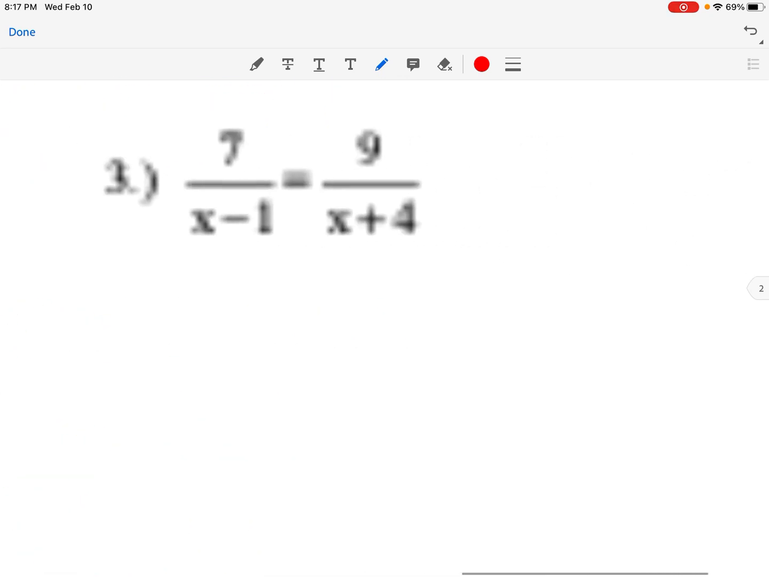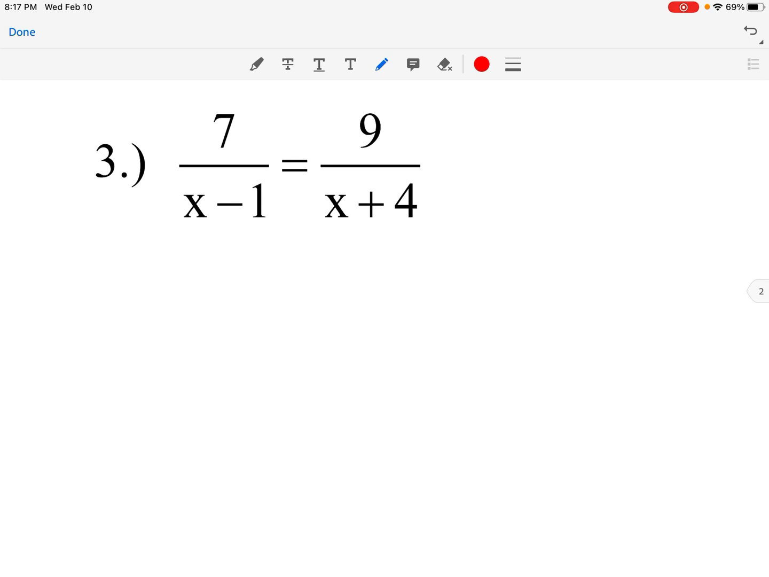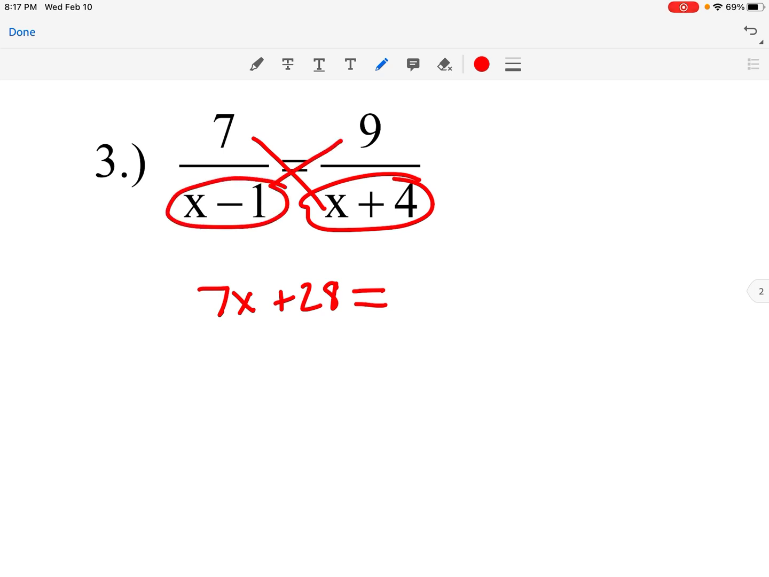So here's the next one. Go ahead and pause and try this one on your own, and then we'll go through it. Again, when you have 2 terms, you have to make sure the 7 gets multiplied by both of them. So 7 times x, also 7 times 4, which is 28. The equal sign still stays in the middle, and then we multiply this way. Again, make sure the 9 gets multiplied by both of those. So 9x minus 9, and then you solve.